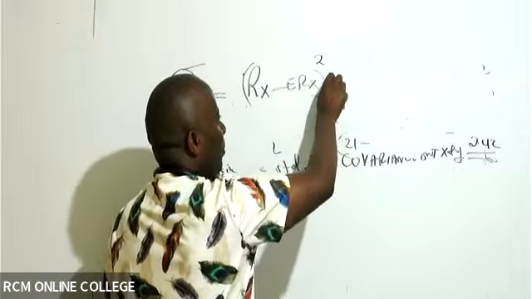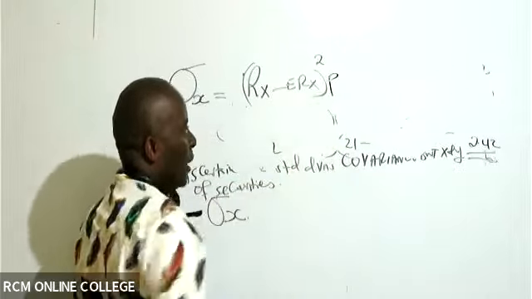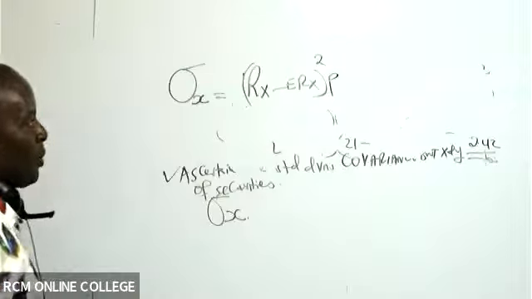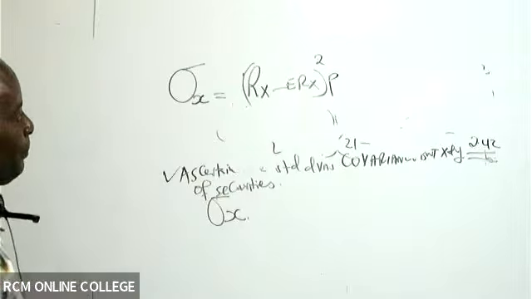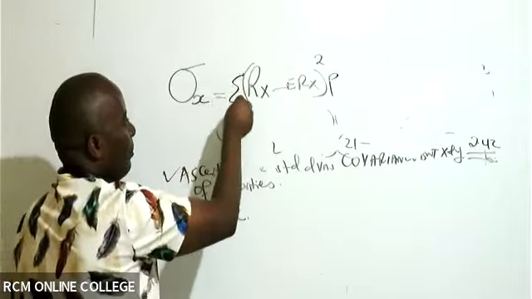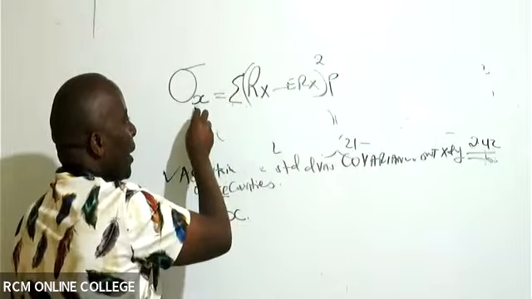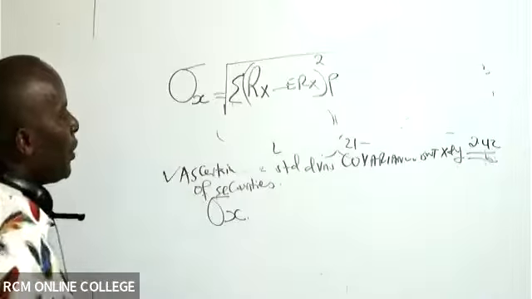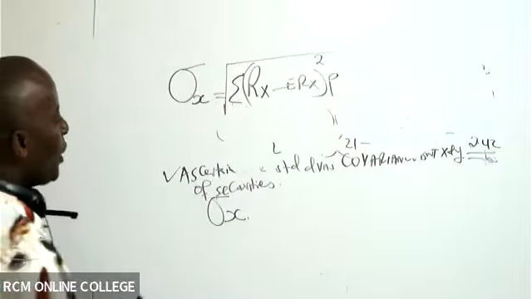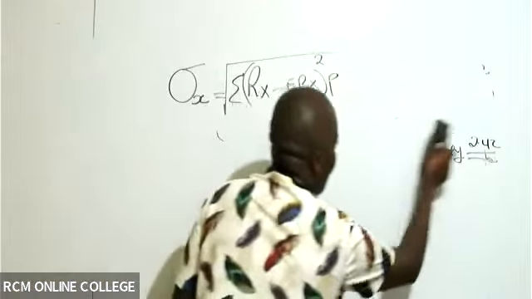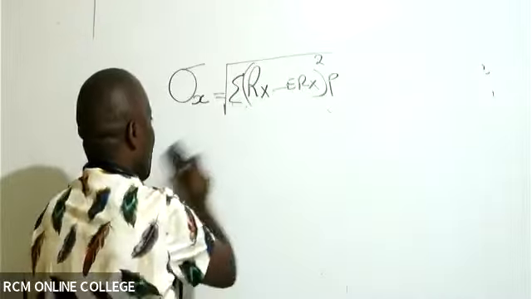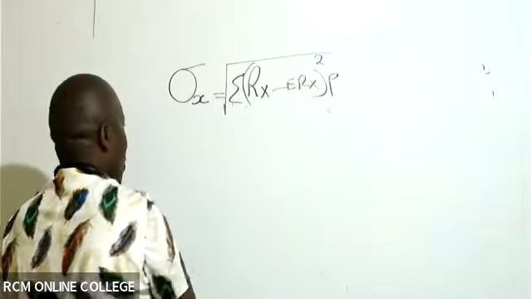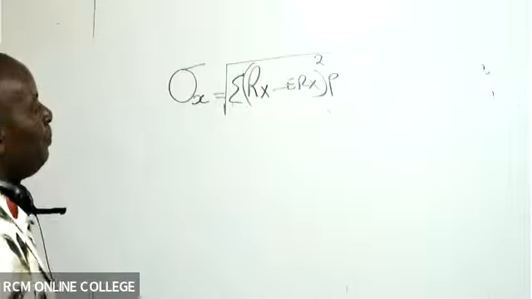There are many of them, with probabilities. Each one of them you must multiply by its probability, and because there are many of them, you come and sum. It can't be standard deviation without a square root.